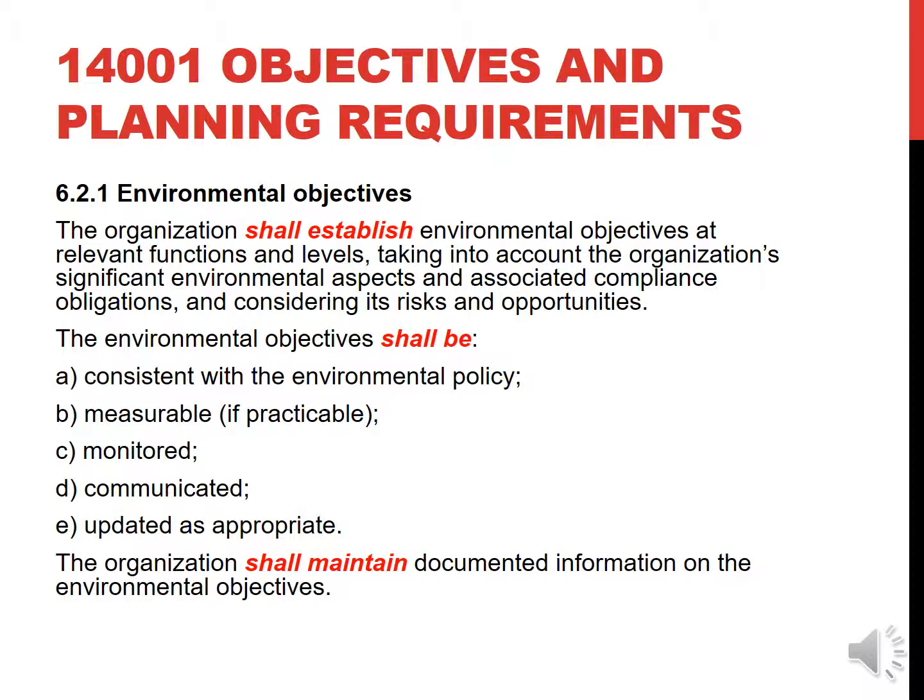There is no set approach to do this. There are many ways you can achieve this. Because what you're looking at is generating a set of objectives that are consistent with the environmental policy, measurable by using all three types of indicators, or perhaps the most relevant, monitored as part of the ongoing EMS activities, communicated to the people that need to take the action, and then updated based on changes. And then objectives have to be documented so that we know that there's evidence of exactly what it is that we're trying to achieve.